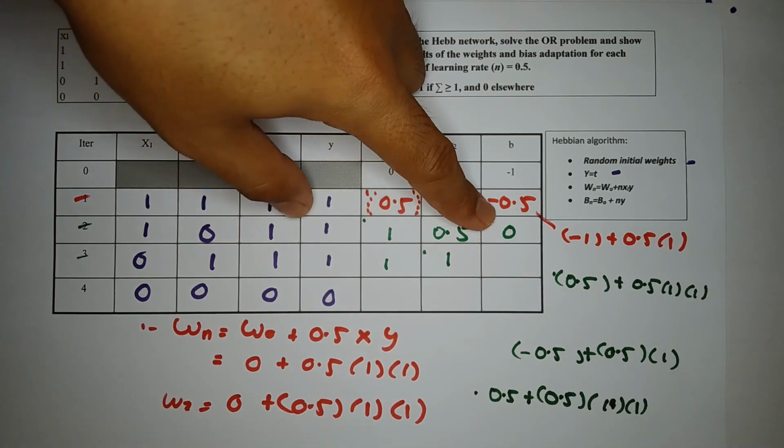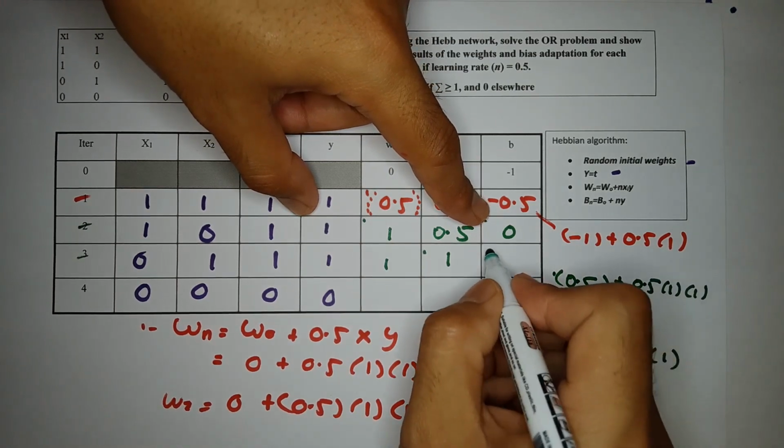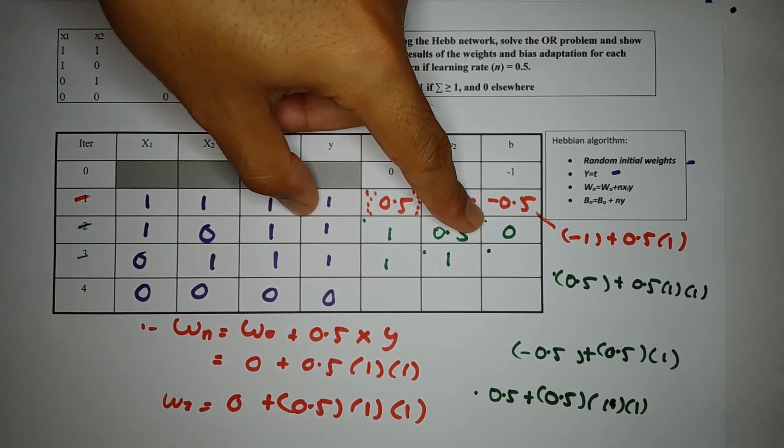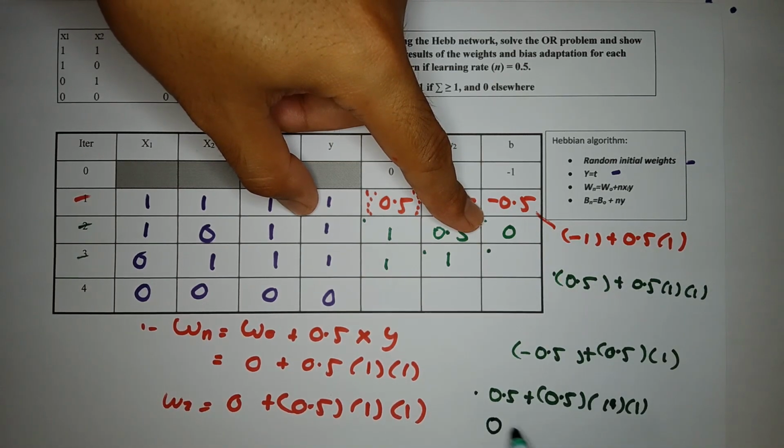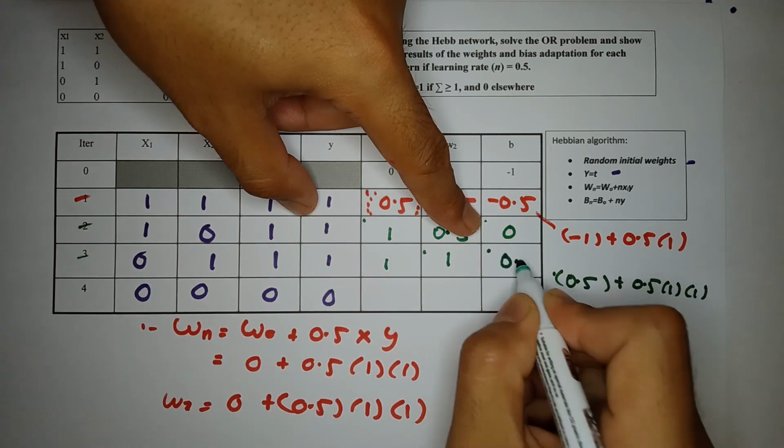The next part, we go to the bias adaptation here. For the bias adaptation, the previous one is 0, plus 0.5, and the value of y is 1. So here it will be 0.5.